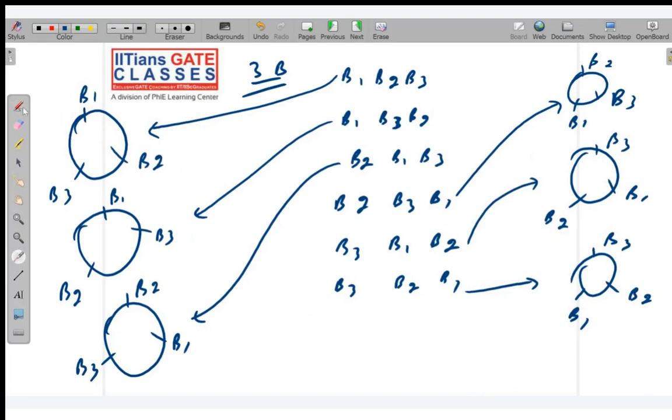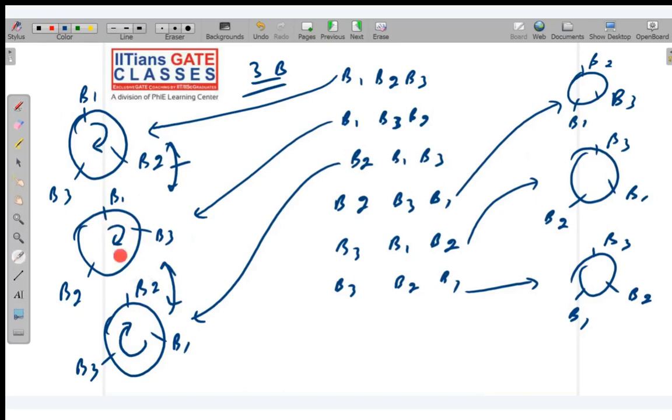Now please check B1, B2, B3. This is one of the ways. Now if you say B1, B3, B2, obviously they are different. These two are not identical. What about this scenario? B2, B1, B3. See it like this, B1, B3, B2. Are you getting it? B1, B2, B3. You just rotate it and you will get it. These two are identical.